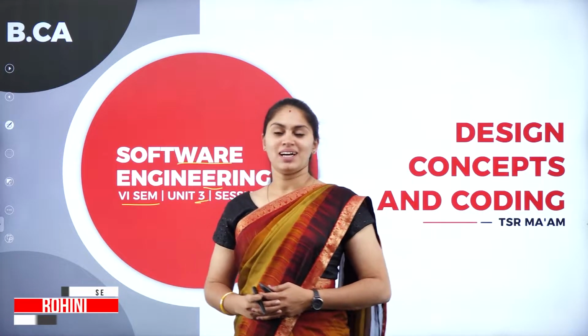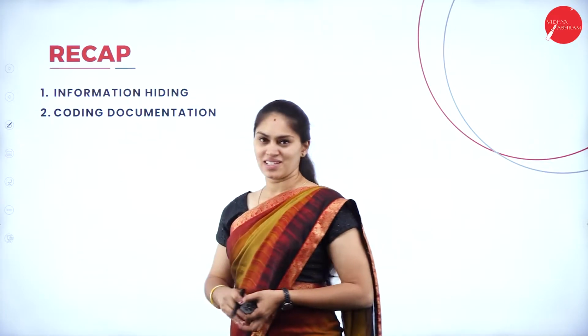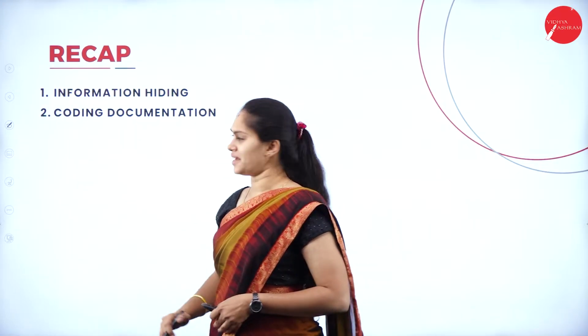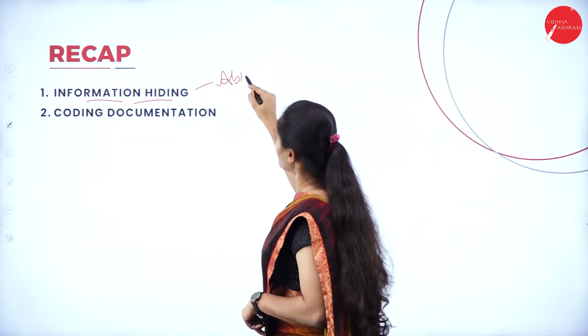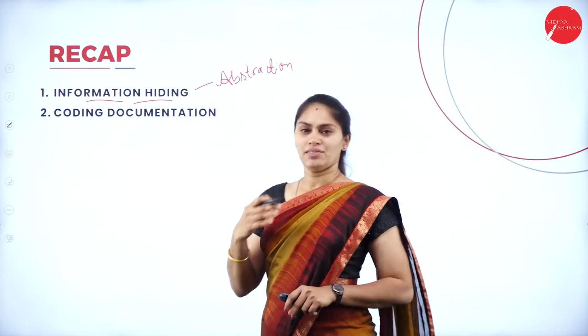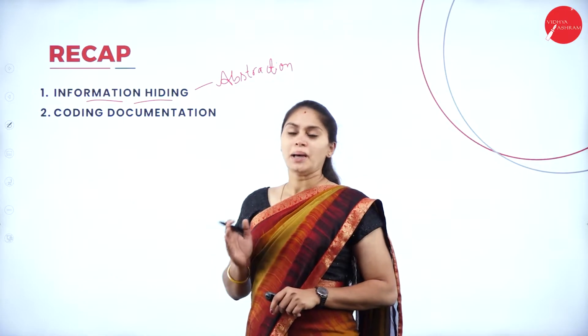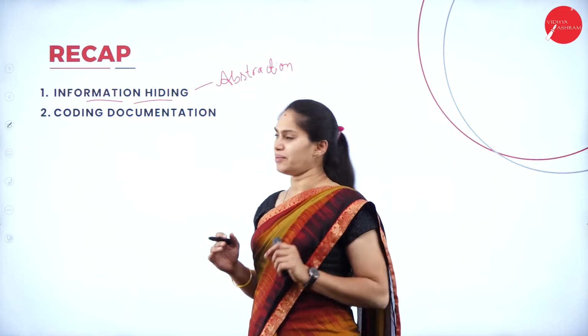Before getting into our last session of this unit, we'll have a quick recap of my previous session. As we discussed in the last session of this unit, we got to know about information hiding. Information hiding also follows abstraction methodology. It will only generate the essential features, hiding the background details or internal working of a system. That is what information hiding is.